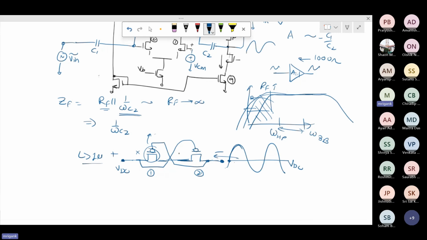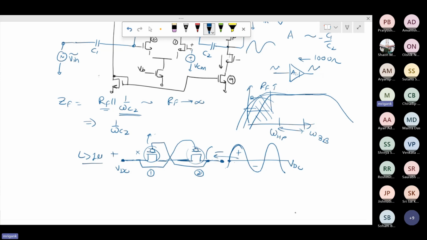On the other side, if you look at the gate signal of M2 right now in the positive cycle, the gate signal of M2 is low, it is VDC. Source signal, if I assume that this is the higher potential terminal at that point, this is higher, so M2 is going to be turning on fine, but the other MOSFET M1 is turned off. Because of that, the series resistance is still high.